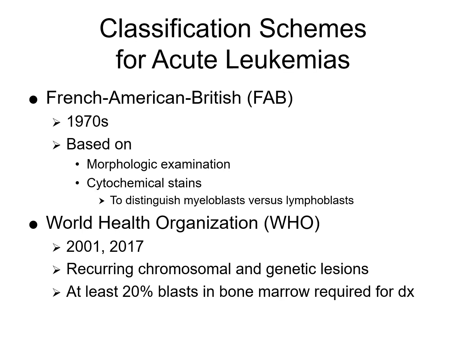Acute leukemias. So there are classification schemes for acute leukemias. The first one is the French American British, or the FAB classification.